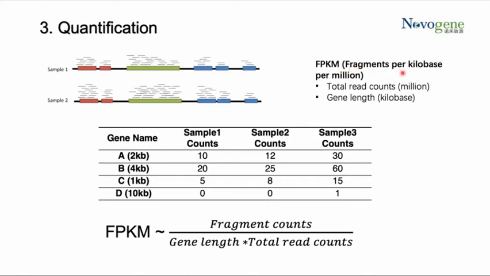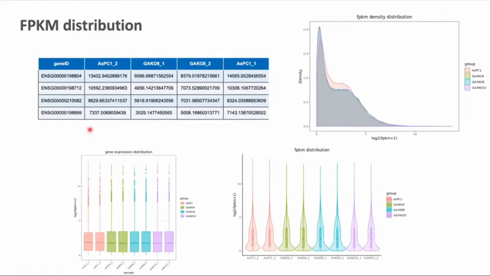FPKM, fragments per kilobase per million, is a very nice and commonly used normalization method for RNA-seq. It will allow us to normalize our fragments of each gene against the 2 factors. One will be the total read counts, which is also the sequencing depth, and the other will be the gene length. As shown on the bottom, we normalize fragment counts for each gene against the gene length and the total read counts. After this normalization, you can easily compare each gene in different samples.